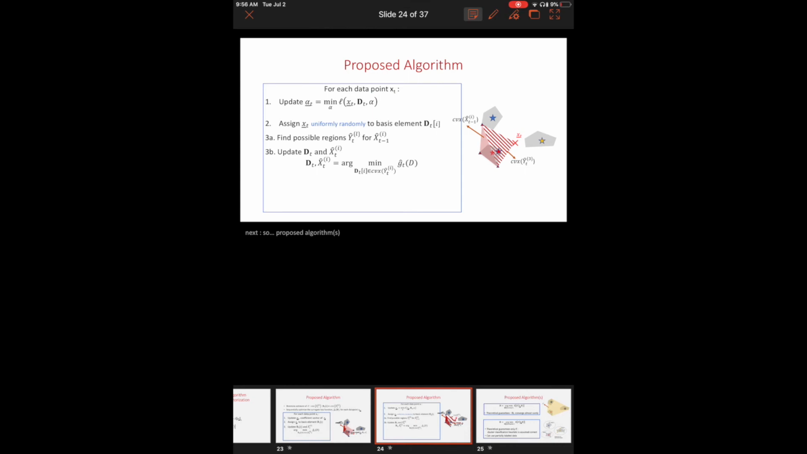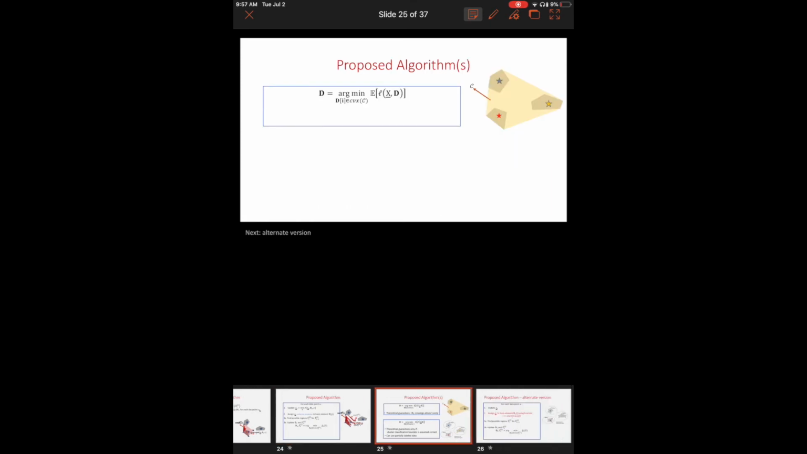So this algorithm solves this expected minimization problem, and it also provides guarantees of convergence to a local optimum of this problem.